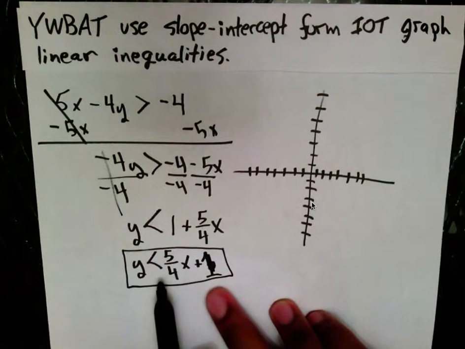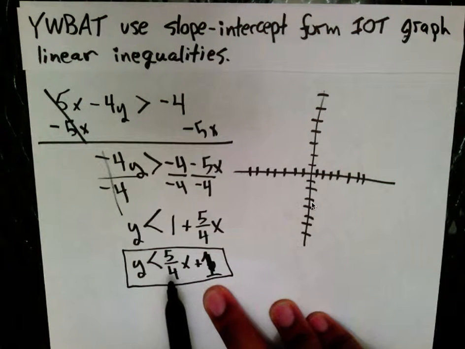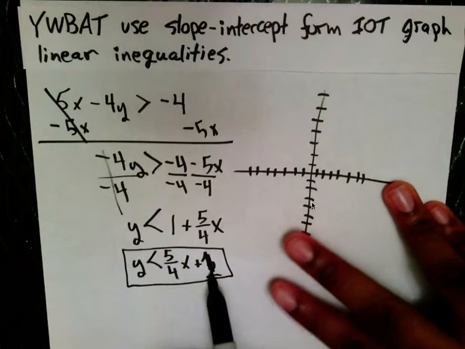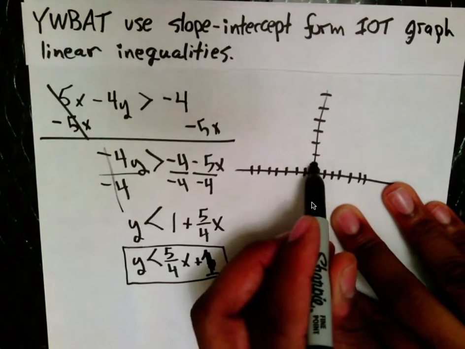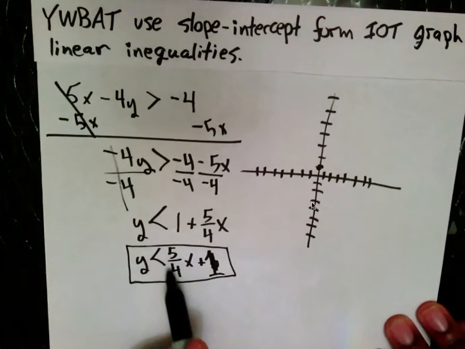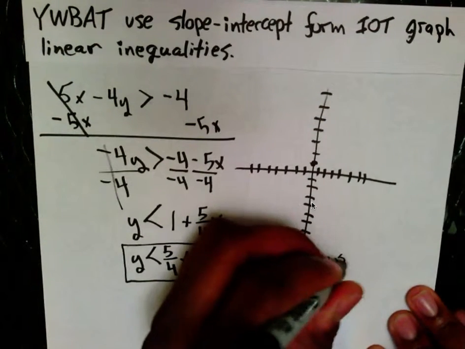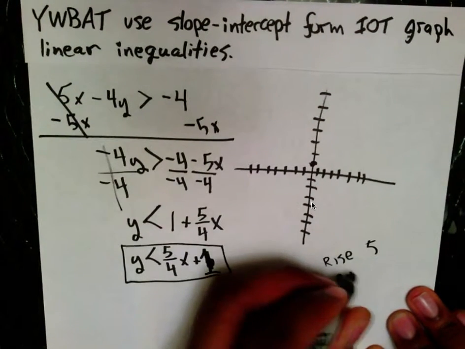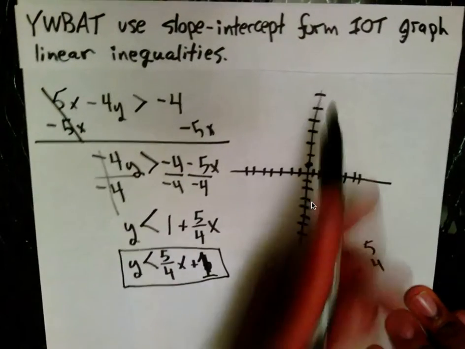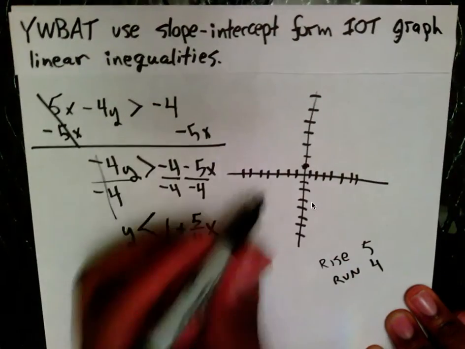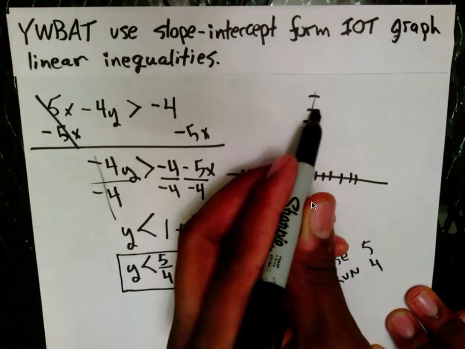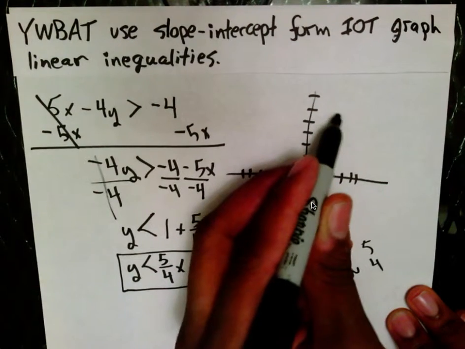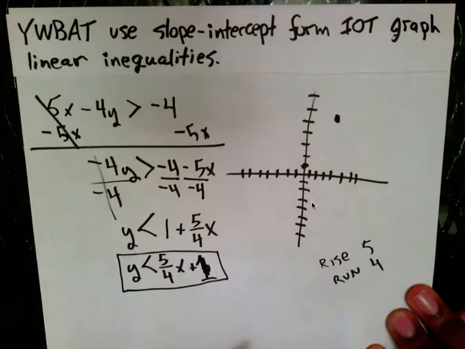Now we're going to take this and we're going to graph this. How do we graph it? Well, we start out the same way that we would graph it if it were a regular linear equation. We start with our y-intercept, which is 1. So we put a dot there on our y-intercept. And we know our slope is 5 over 4. So our rise is 5. Our run is 4. Rise is this way, run is going to go to the right. So if I go up 5, 1, 2, 3, 4, 5, and then I go 4 to the right, 1, 2, 3, 4, I'm going to draw a point right there.